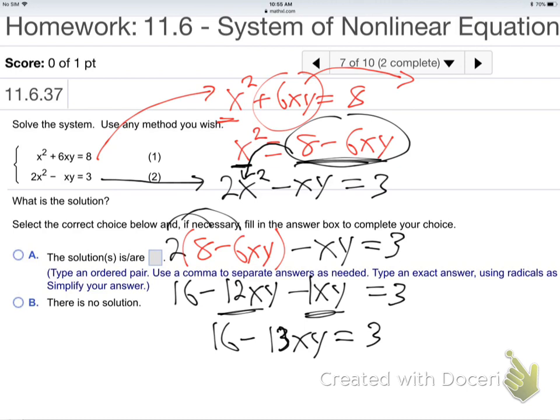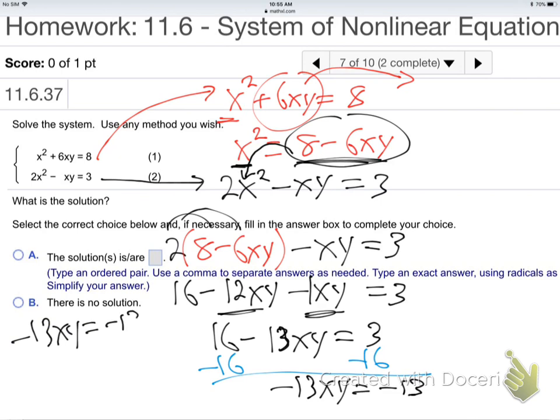And now let's finish solving. So subtract 16, like that. So minus 13xy is minus 13. Divide by minus 13. xy is positive 1.